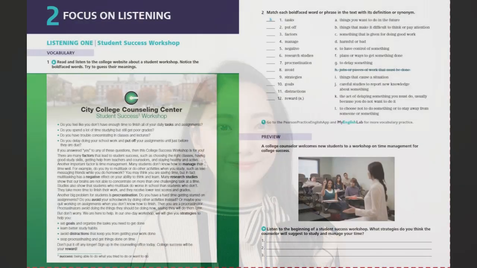Okay, so they're persuading you to come to the counseling workshop and get some tips, and you can manage your time better, focus on your study better, and you can become a better student. Okay, so that was the listening activity. Now let's open to page 29 and go over some vocabularies.